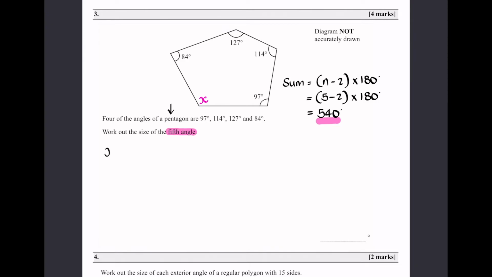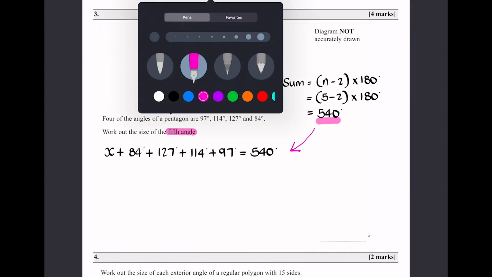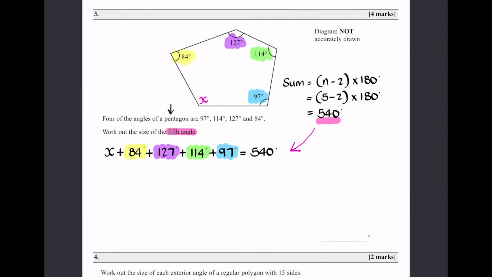So I know that x plus the 84 plus the 127 plus the 114 plus the 97 would equal 540 degrees. The 540 I got from there. Alright, so if I add my like terms, x, 84, 127, 114, and 97 gives me 422 degrees equal to 540 degrees.